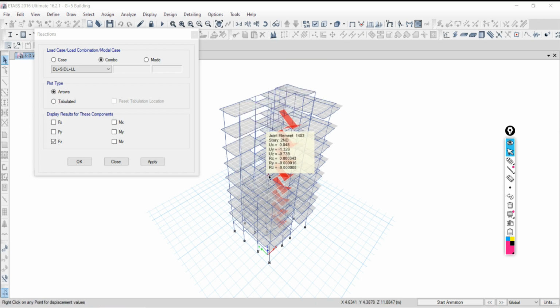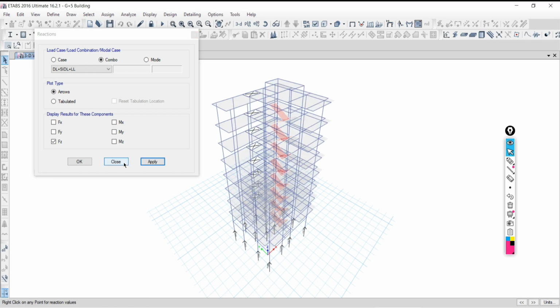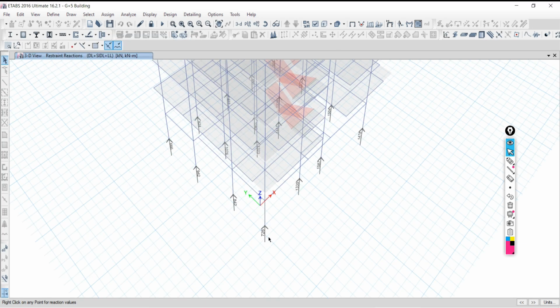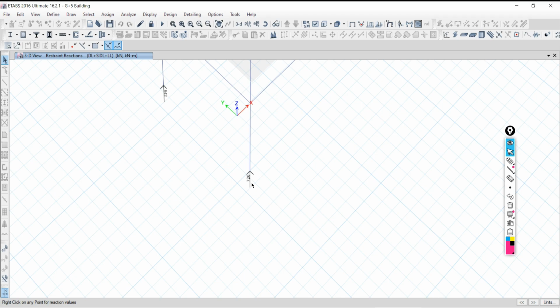But when we export the reactions from here, all the reactions, like movements, horizontal reactions, vertical reaction, everything will be exported. But just for finding the sizes, we are going to focus only on the vertical reaction. So go to arrow with upward reaction FZ, and simply apply. Once you click apply, the base reaction is now available here.